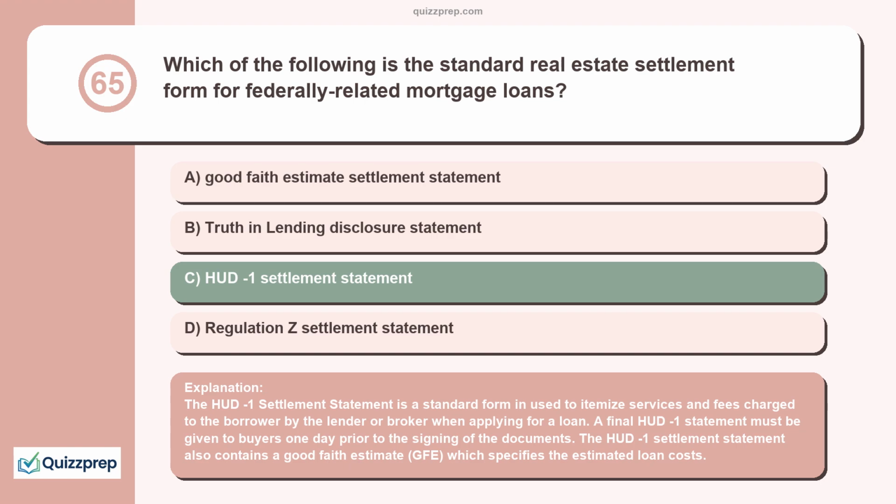The HUD-1 settlement statement is a standard form in use to itemize services and fees charged to the borrower by the lender or broker when applying for a loan. A final HUD-1 statement must be given to buyers 1 day prior to the signing of the documents. The HUD-1 settlement statement also contains a good faith estimate, GFE, which specifies the estimated loan costs.